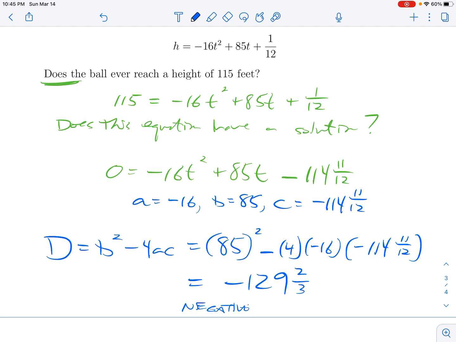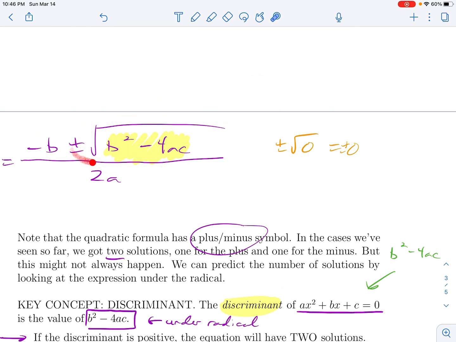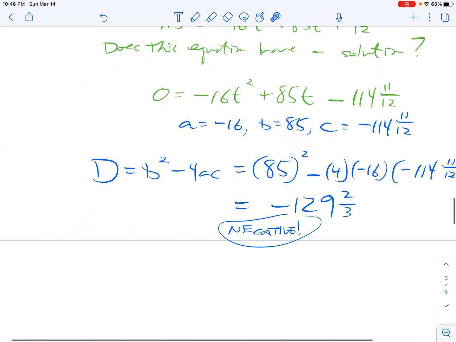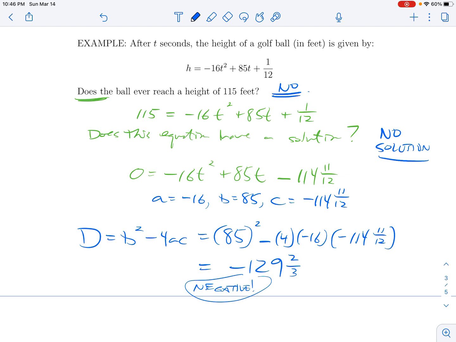So when the discriminant is negative, and again, you don't have to memorize this all by yourself, you can think, if the discriminant is negative, it means I'd have to take the square root of a negative when I solve this thing. That's impossible. So basically, it's impossible to solve this equation to get a real number that makes any sense in terms of time. So the answer here is no, right? This equation has no solution. Which means the answer to this yes or no question is no. We will never get as high as 115 feet following this formula.